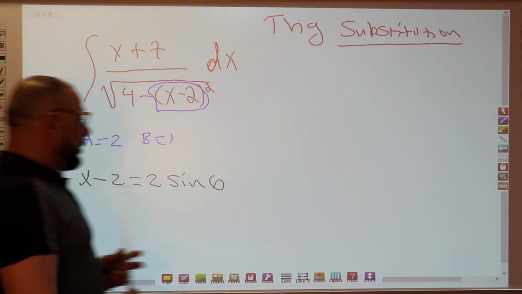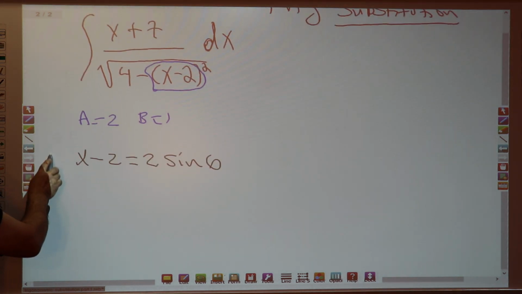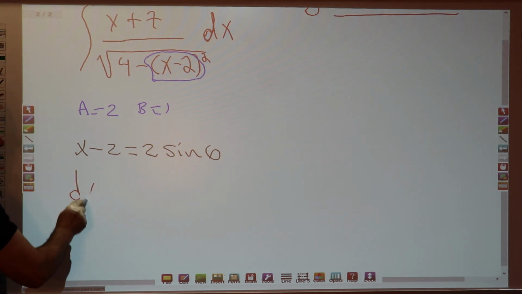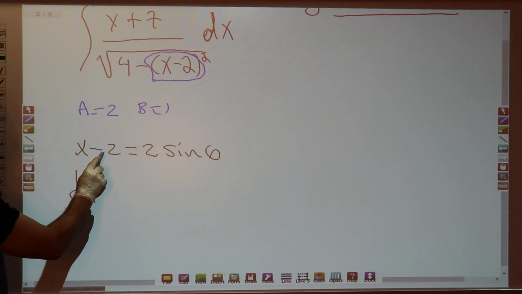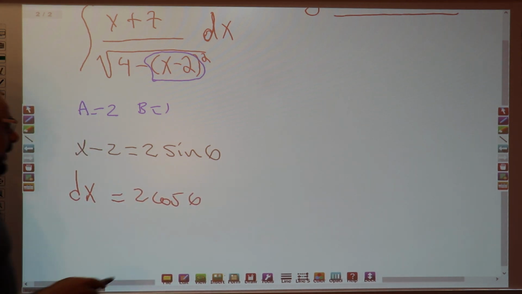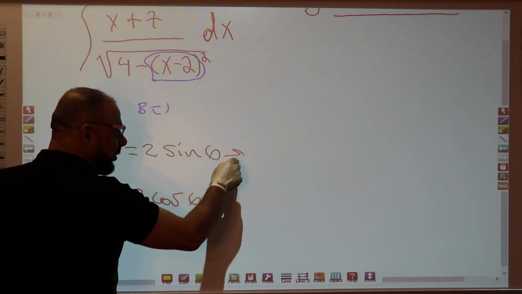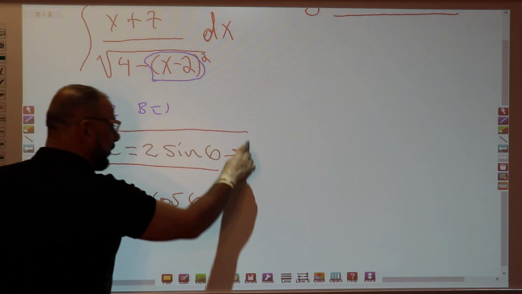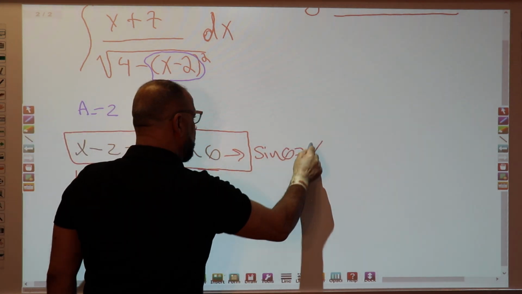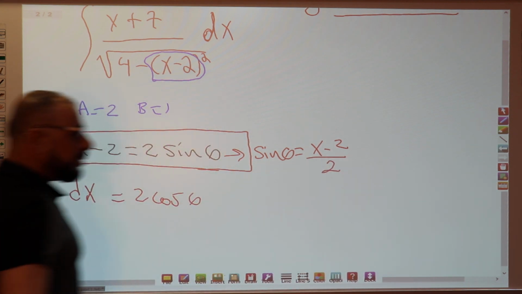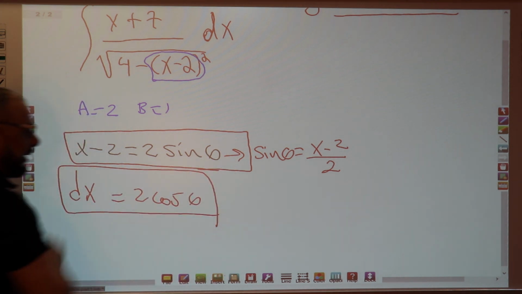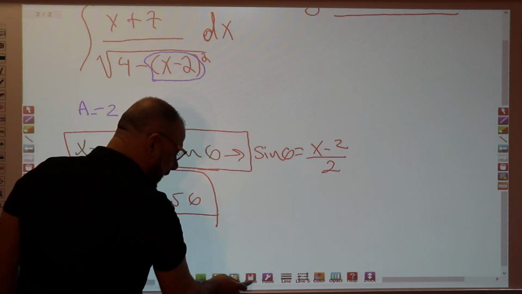Okay. Now derive it. After that, I'm going to make my triangle. Derive this dx, because the derivative of this is 2 cosine theta. You follow me, right? Now let me make my triangle. My triangle comes from this step: sine theta equal x minus 2 over 2. This step I need, and this I need, right? dx and that. Now I need the triangle.